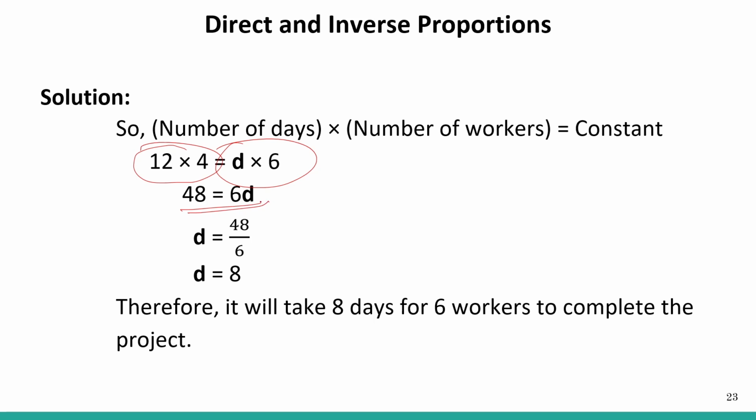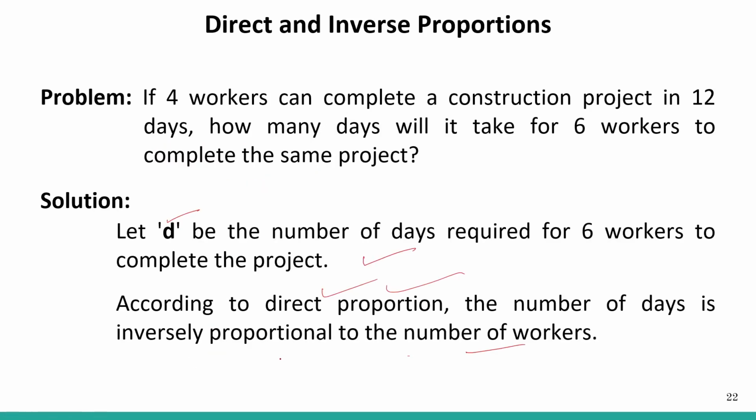So 48 is equal to 6D. We solved algebraically for the value of D. D is nothing but 48 by 6, which is 8, right? So 8 will be the answer. Therefore, it will take only 8 days for 6 workers to complete that same project, which was being completed in 12 days by 4 workers.